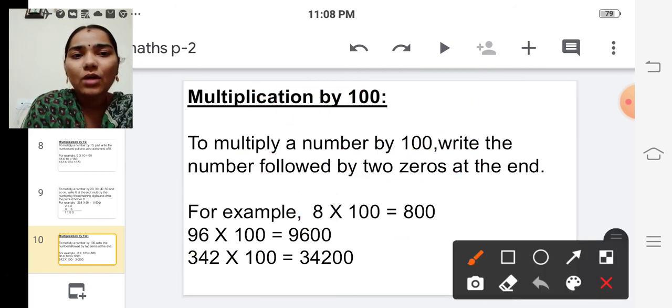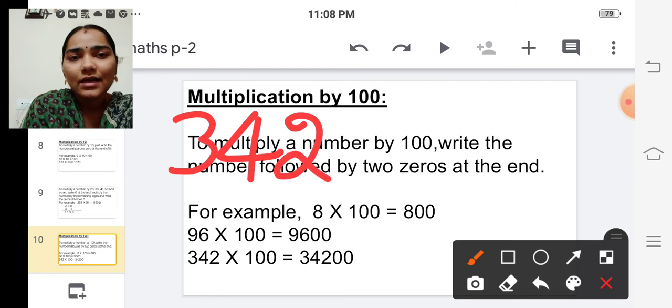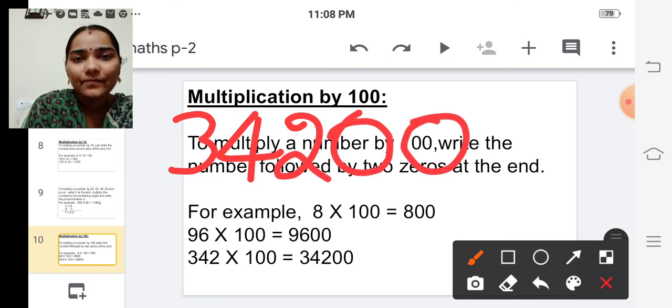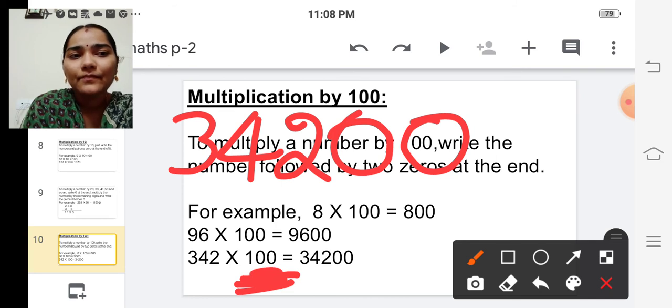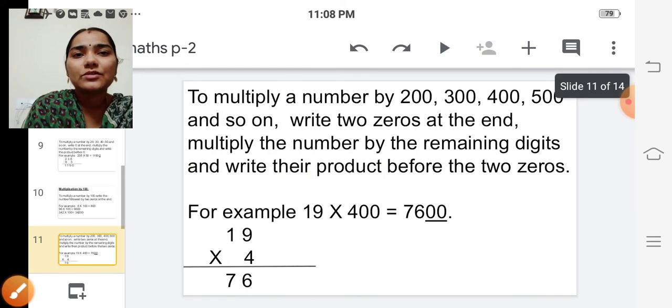So see the last example. 342 into 100. So what we have to do? We have to write the number as it is and we have to put 2 zeros at the end. Is it clear? If a number is multiplied by 100. Okay. So we'll move on to the next one.